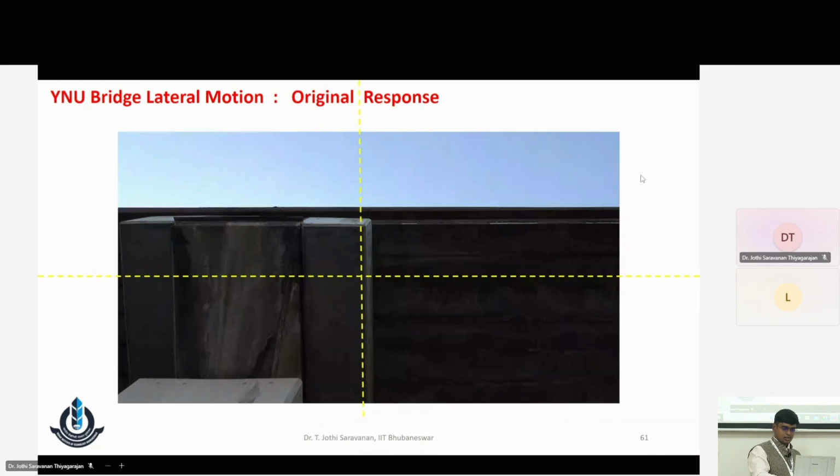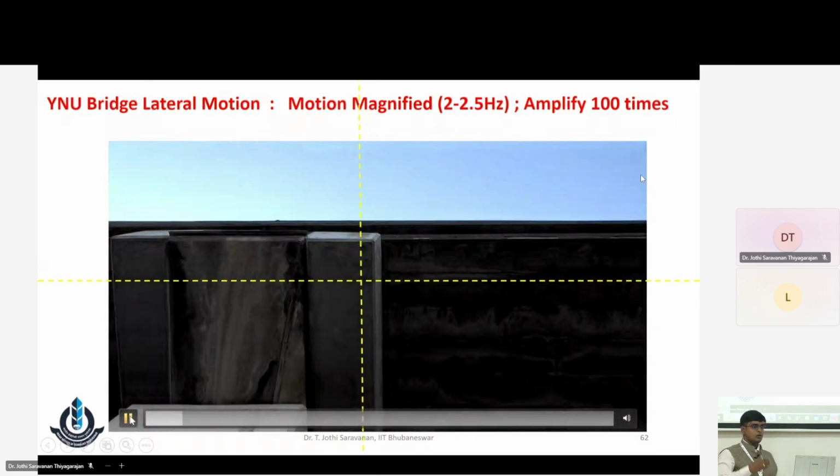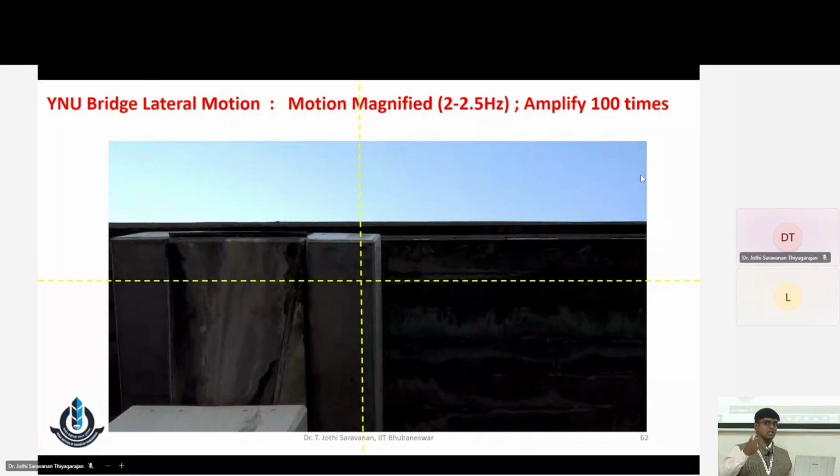So let me go to the next slide and play it. Yeah, let me play this. See, you can easily extract the lateral motion, so how that bridge is vibrating.